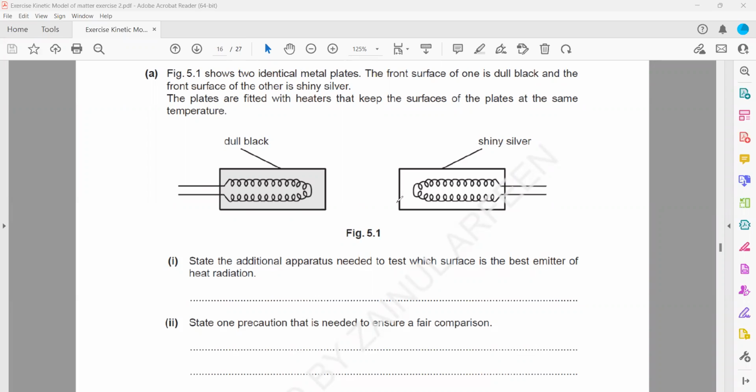So we need a thermometer. We have to measure their temperature, because the one which is the best emitter is also the best absorber. So we need a thermometer for this. Without a thermometer, we cannot identify. We have to measure a temperature. So the additional apparatus we need is a thermometer.